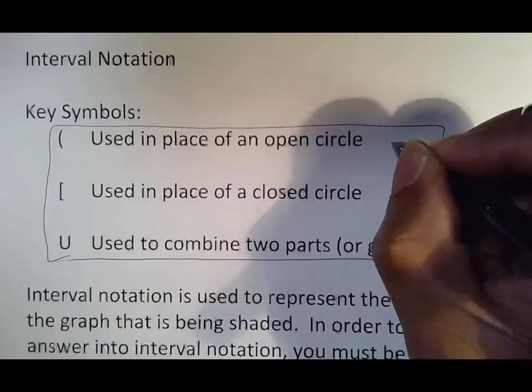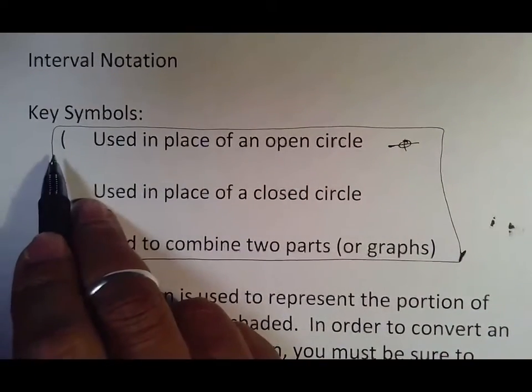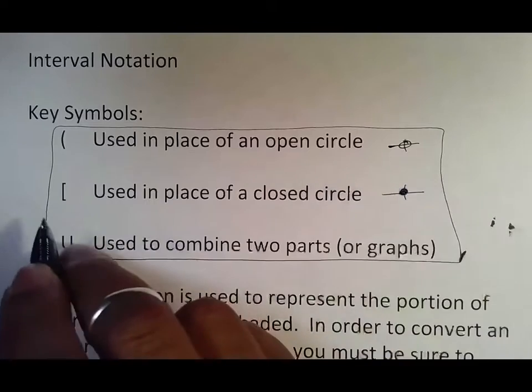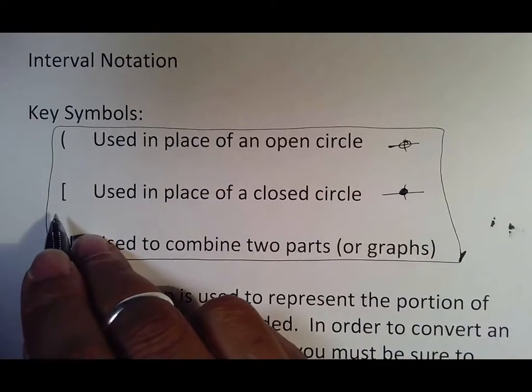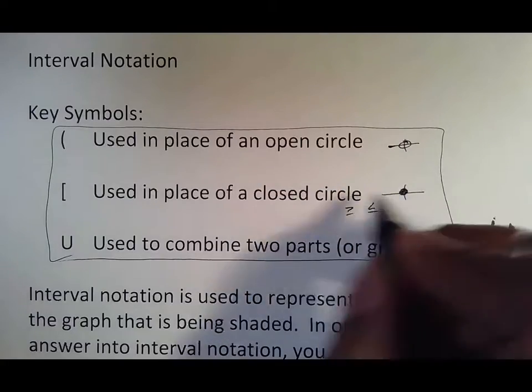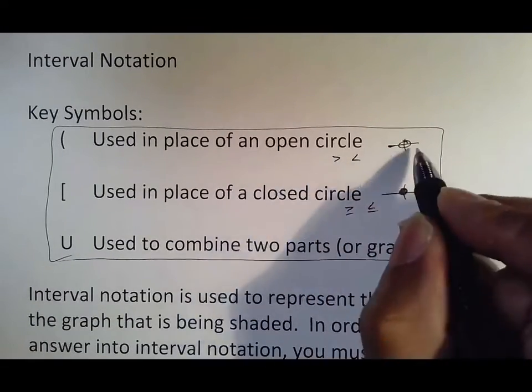Again, if you are graphing and your graph has an open circle, that's when you're going to use parentheses. If you are graphing and your graph has a closed circle, that's when you're going to use brackets. So again, on the other side, if this is less than or equal to, greater than or equal to, you're going to use brackets. Also, if this was less than or greater than, without the equal to, you're going to use parentheses.